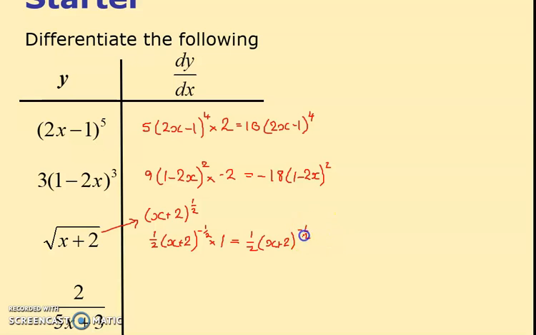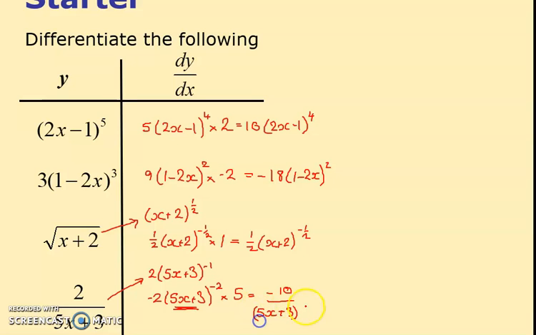And the last one here, again, probably best to write it as a proper power to the minus 1. Hopefully you knew that. So times in by the 2, I get minus 2 lots of (5x plus 3), lose a power. So that's minus 2 times by the differential of this, which is 5. So my final answer here, I'm going to write minus 10. And this thing, I'm going to put on the bottom as (5x plus 3) squared.